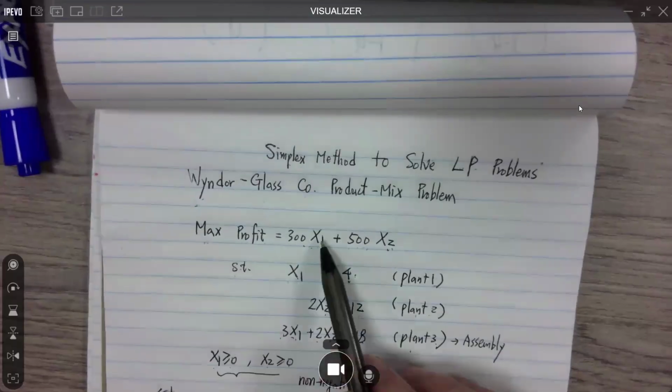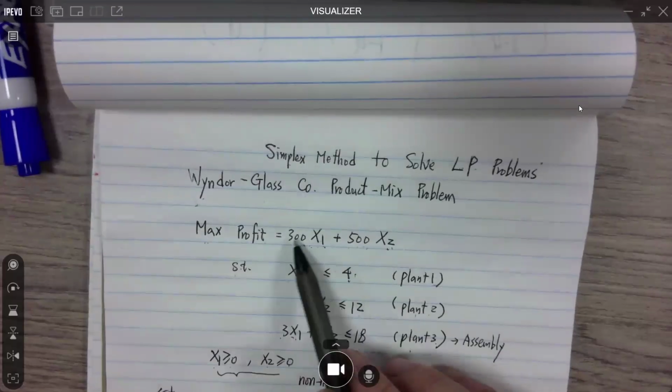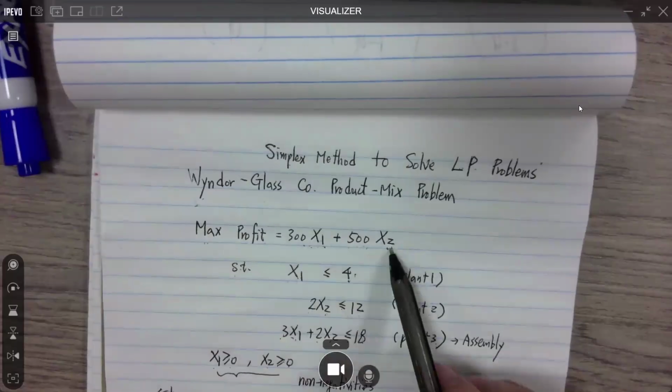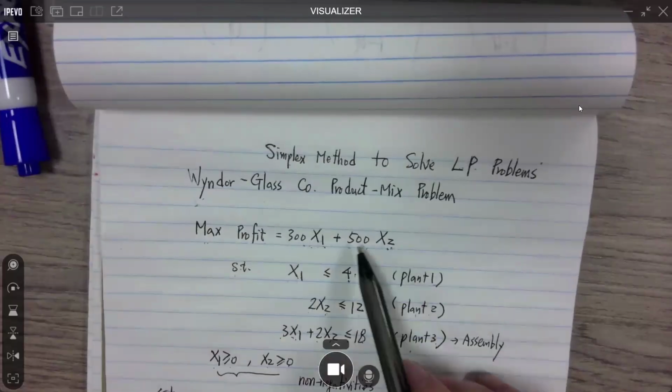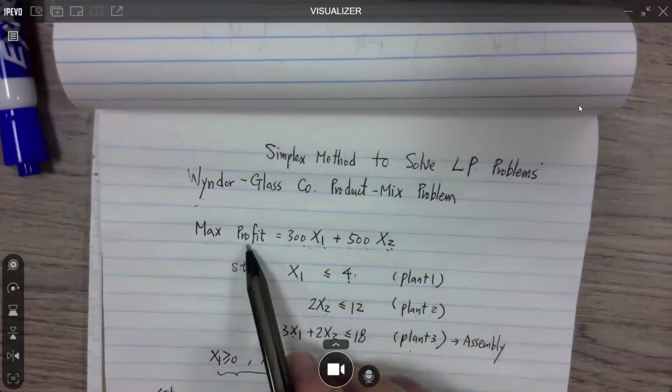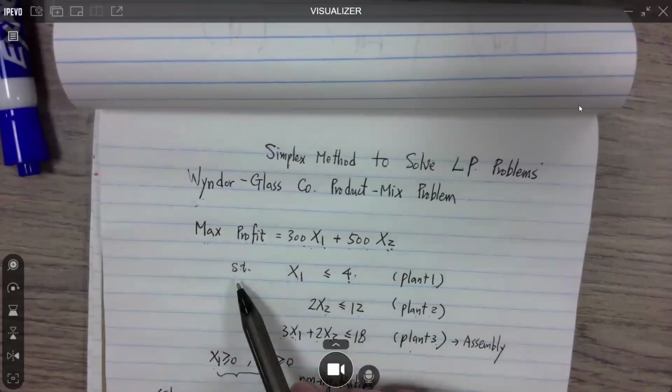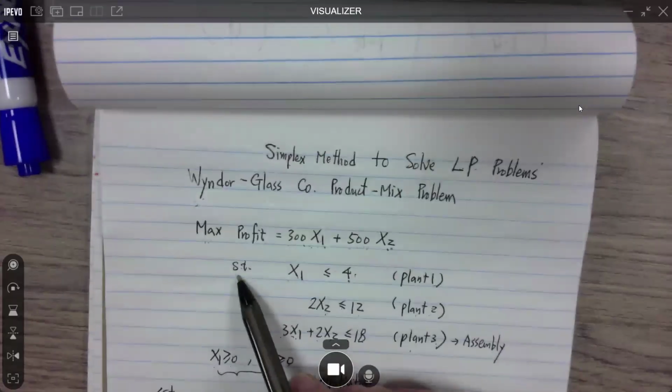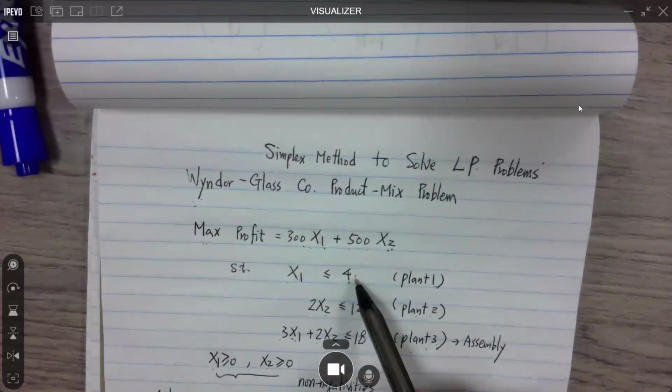Each new door produced, profit is $300. Each new window produced, the profit is $500. And we try to maximize our weekly profit, okay? Now, there are three constraints, plane 1, plane 2, plane 3. Plane 1 deals with what? Hardware.